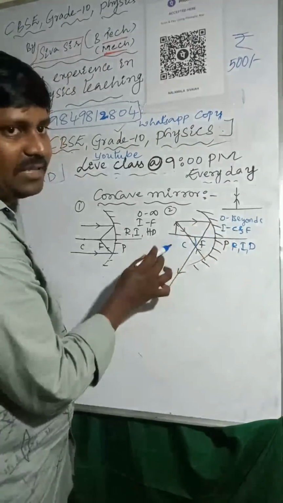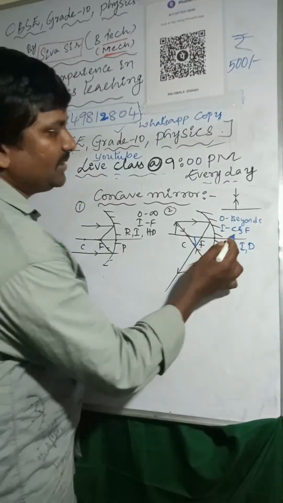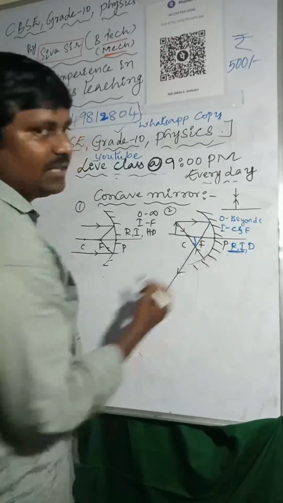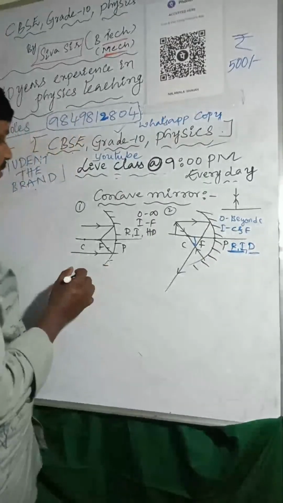Object is placed beyond the center of curvature. The image will form between C and F. What is the nature of the image? It is real, inverted, and the size of the image is diminished.